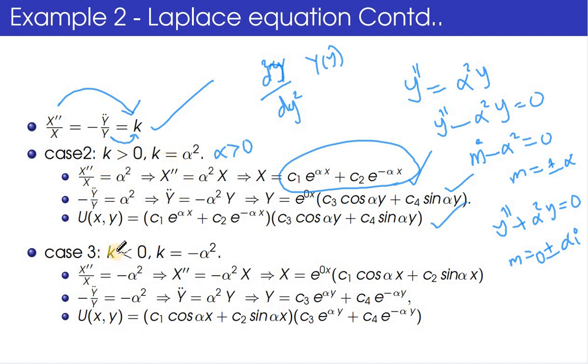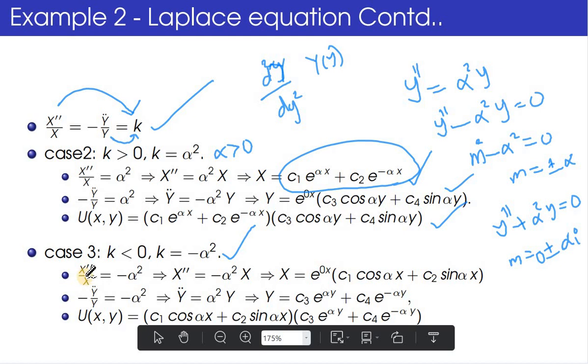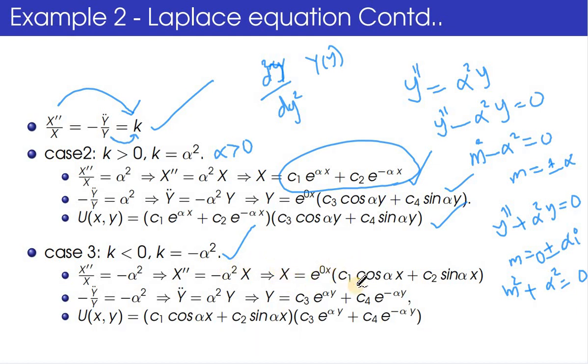Now case 3 is the case when k is a negative number. So k is equal to minus alpha square. So you solve the first equation, you get X double dash is equal to minus alpha square into X. So the auxiliary equation is going to be m square plus alpha square equal to 0. And you get the roots of the auxiliary equation to be plus or minus alpha i. So the solution of capital X of x is equal to e raised to 0x into c1 cos alpha x plus c2 sin alpha x.